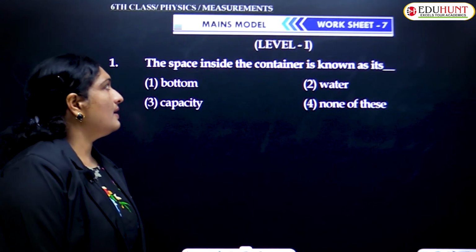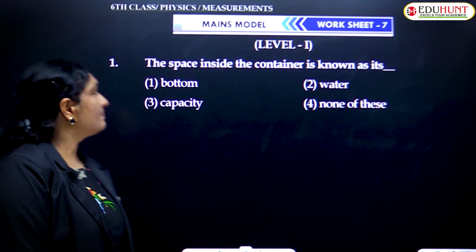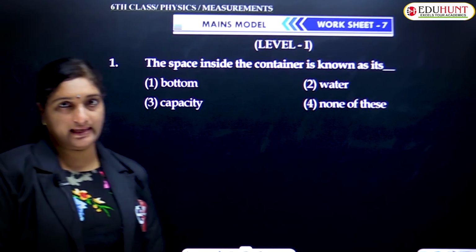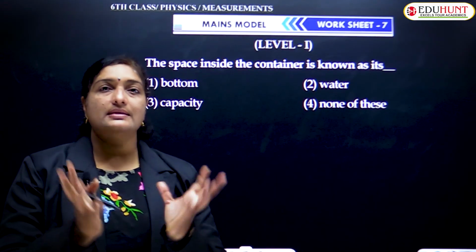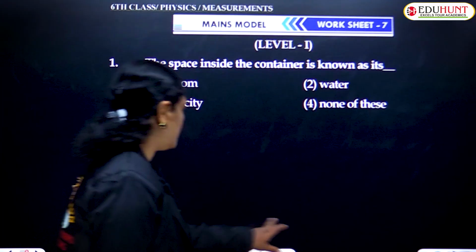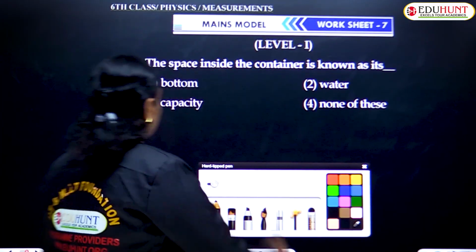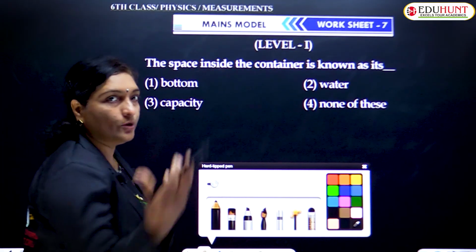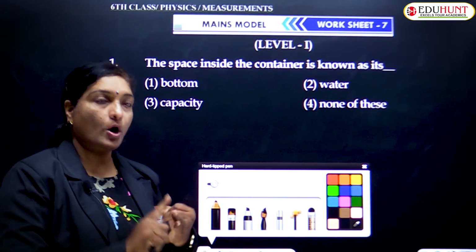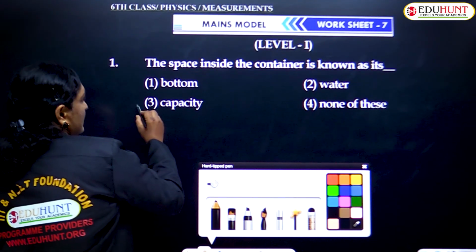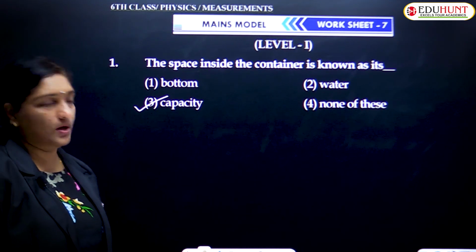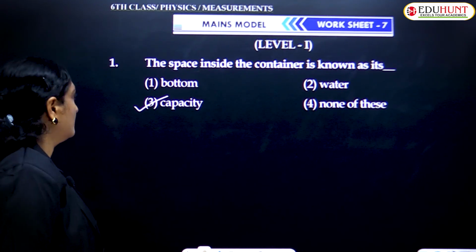So moving to level 1 of worksheet 7, the first numerical goes here. The space inside the container. I told you the space inside the container is called its volume. So, the space inside the container is called its volume, or another name is the capacity. The space inside the container is known as its capacity or volume. Next.